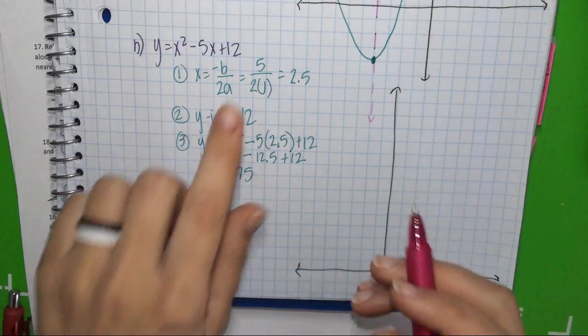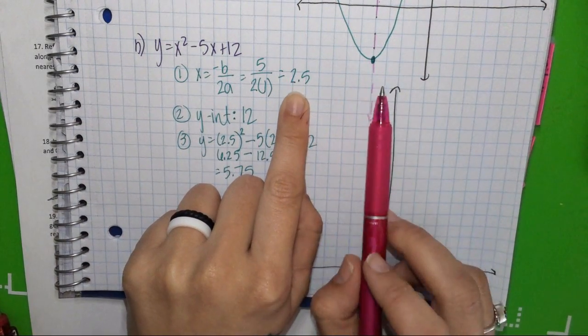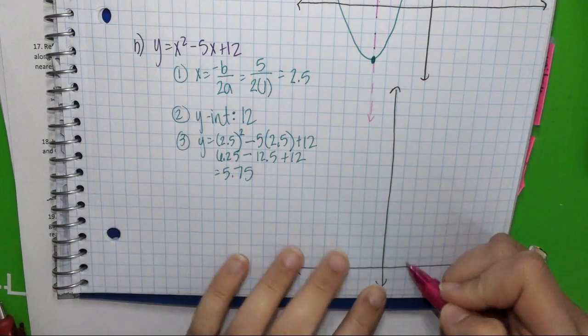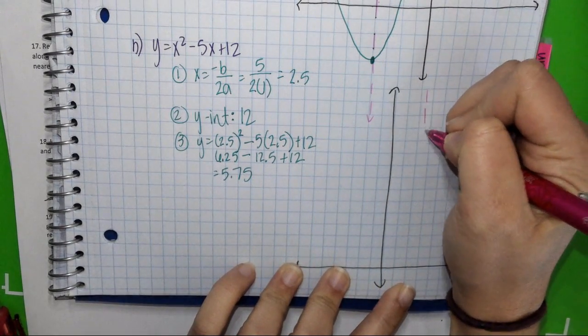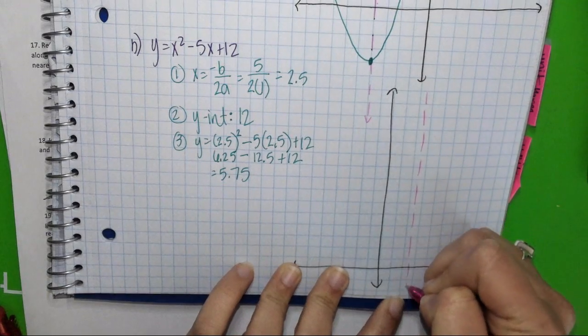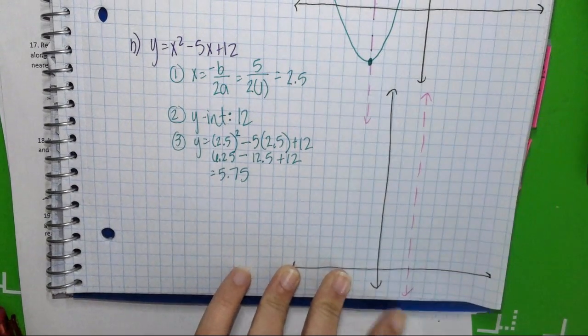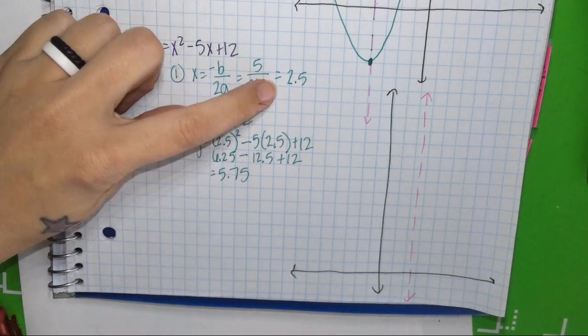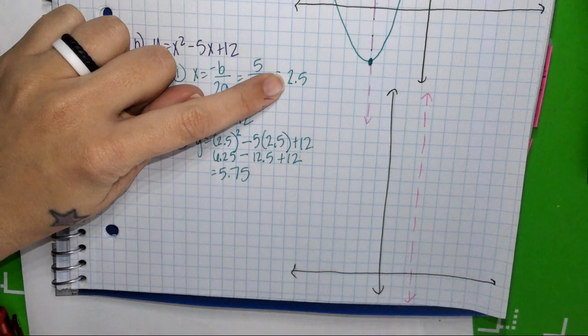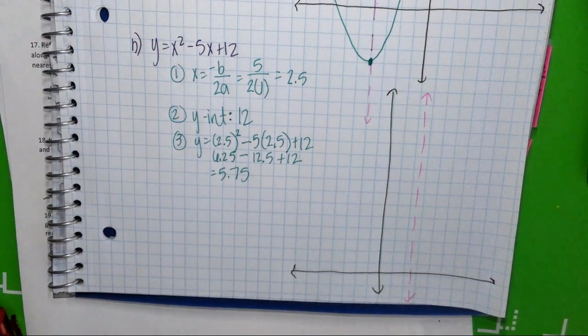Okay, now we need to draw our axis of symmetry. So we're going to go right 2.5. So that's halfway between 2 and 3, and we're going to put a vertical line. And make it dotted, not solid. The reason I did that is because we found right here the x was 2.5.